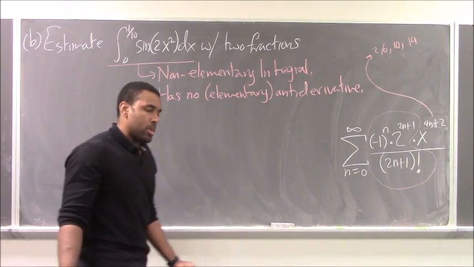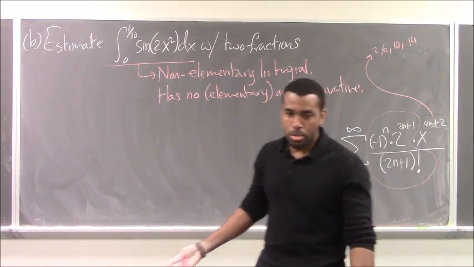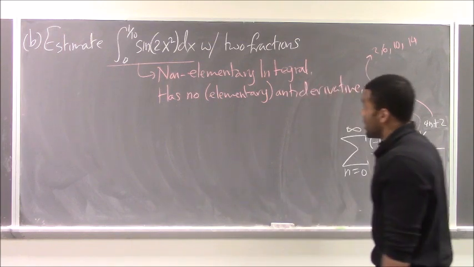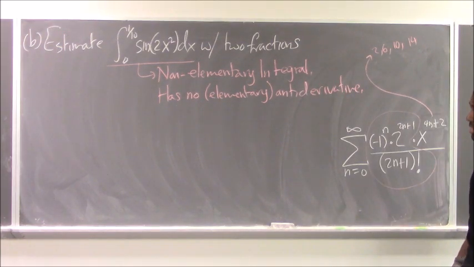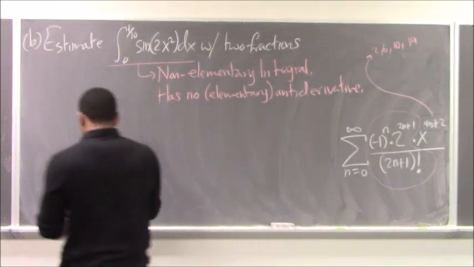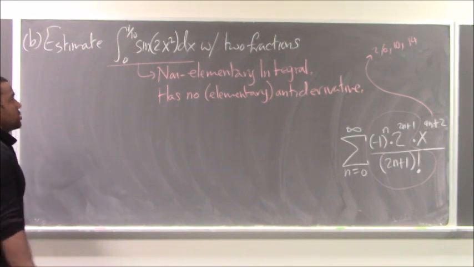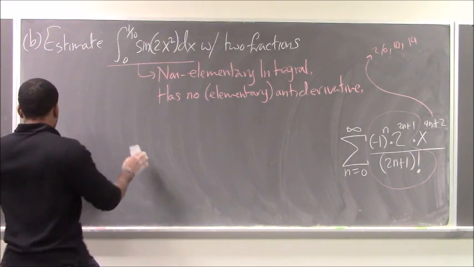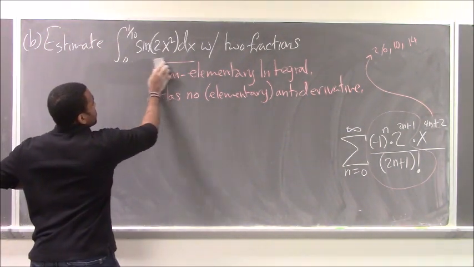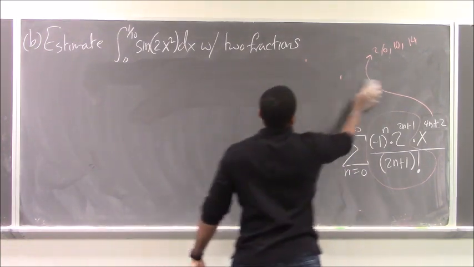Let's approximate it, because we know in the real world, practically speaking, everything is an approximation, right? So we're going to approximate this, and we want to approximate it specifically with two fractions. So how would you go about actually doing that? Anyone want to chime in with an idea?